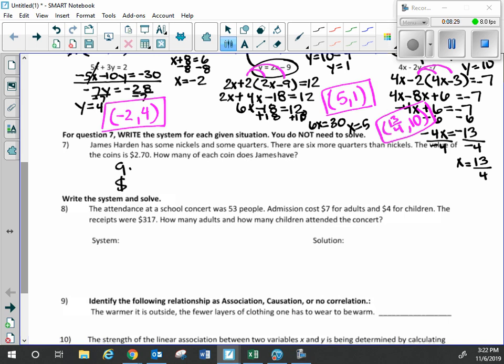All right, so he has some nickels, X, and some quarters, Y. Ah, no, back, sorry.